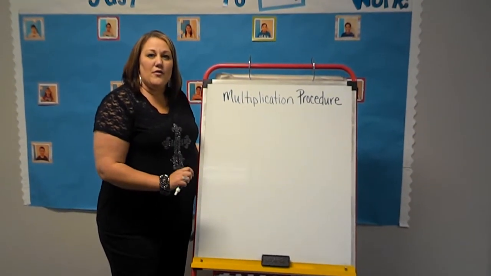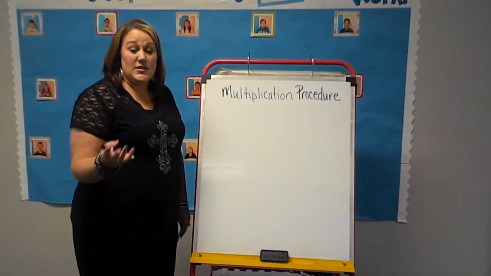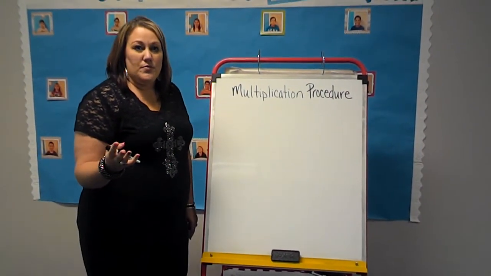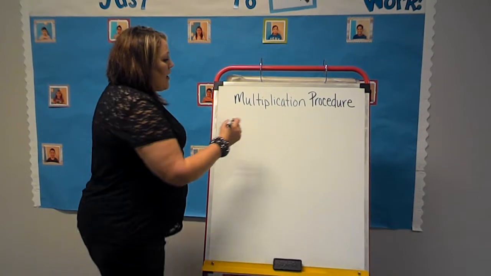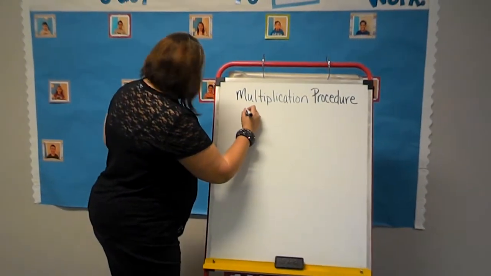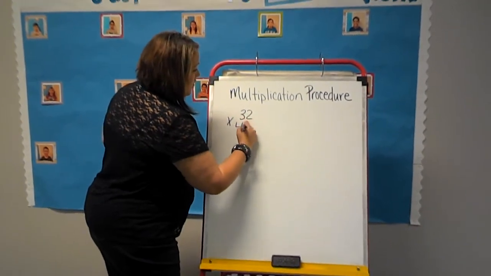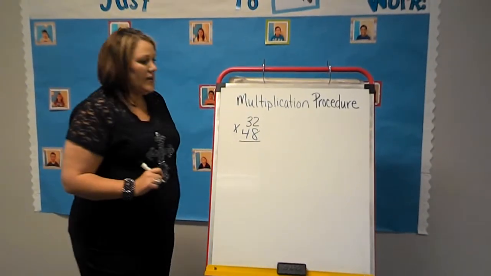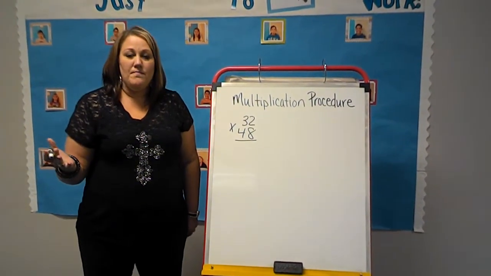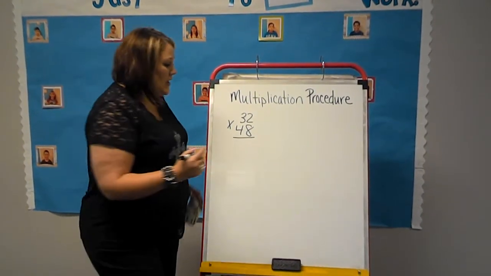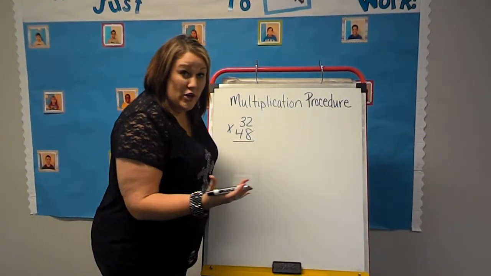Today we're going to be going over the multiplication procedures that we expect you to follow when you are multiplying. So, first of all, we are going to start with 32 times 48. Okay? If you were to see that problem, what we would expect you to do is to draw your windows. Okay?